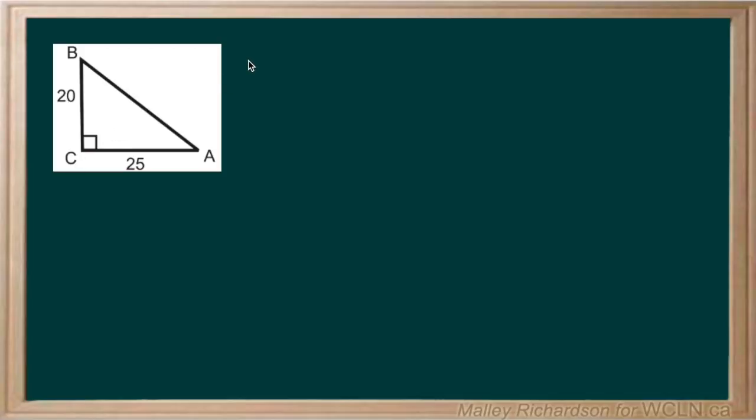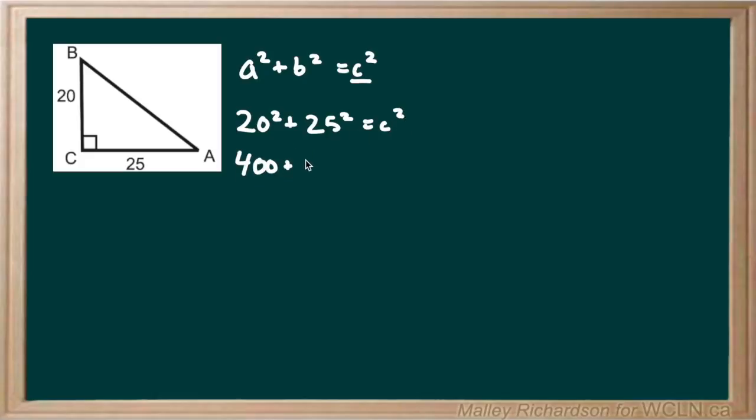So to do this, we're going to use the formula of Pythagorean theorem, which is a squared plus b squared all equals c squared. Now remember, c is the longest side, so in this case, c is going to be our unknown. So we have 20 squared plus 25 squared equals c squared. 20 squared is 400, 25 squared is 625, and then we're left with our unknown of c squared.